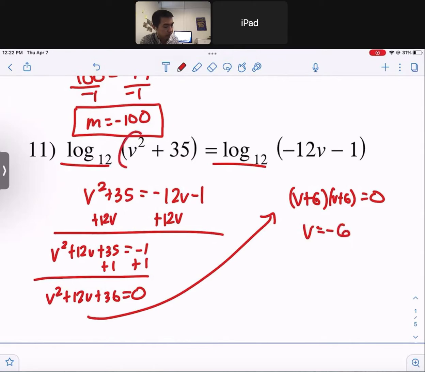And if we plug negative 6 into either of these, they're both going to be a positive value on the inside of the parentheses. So this will be our answer.